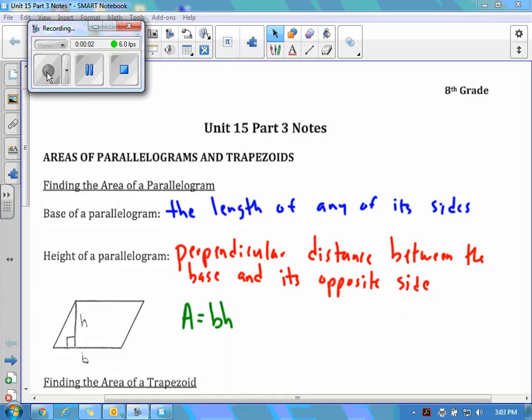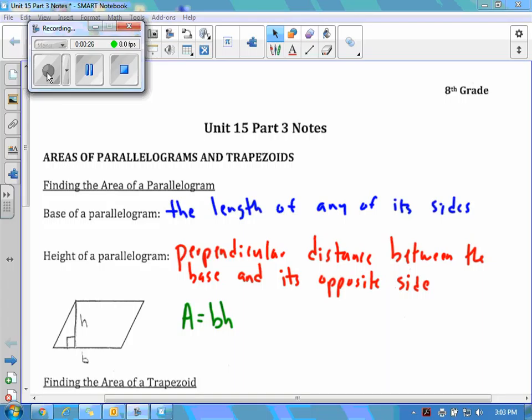In Unit 15, Part 3, we're going to look at how to find the area of two types of quadrilaterals. Remember, in Part 2, we talked a lot about quadrilaterals. We're going to focus on parallelograms and trapezoids. In Part 3, how to find the area of each one, and we're going to use the area to find some distance between, what.